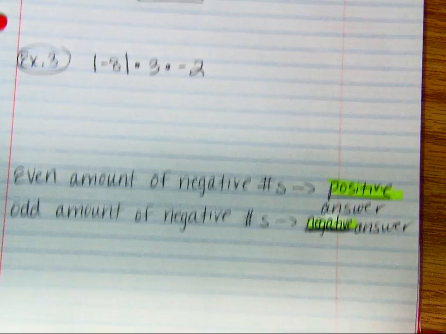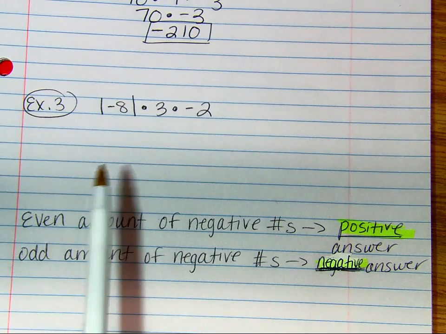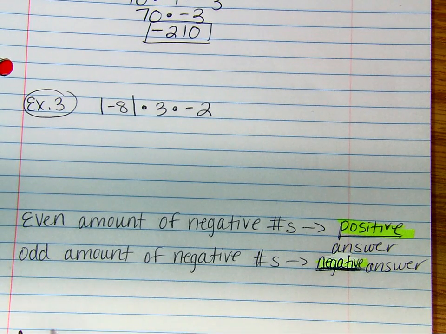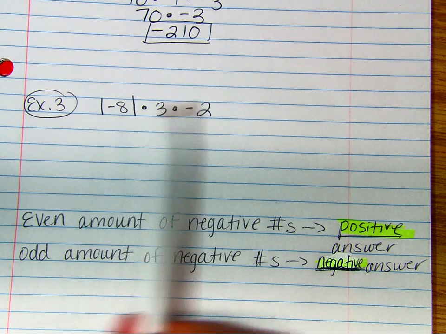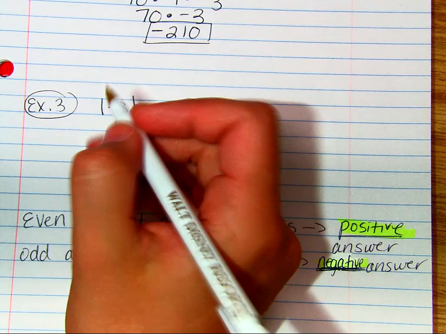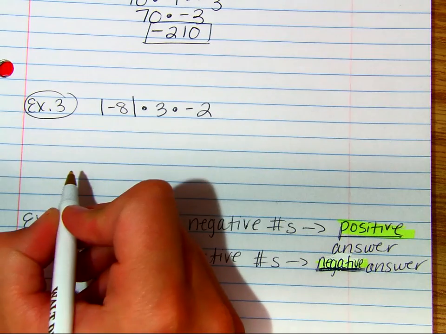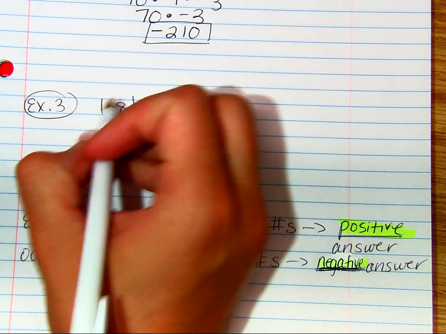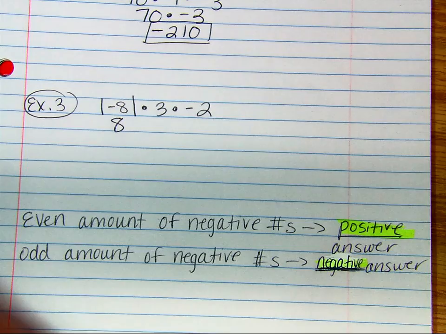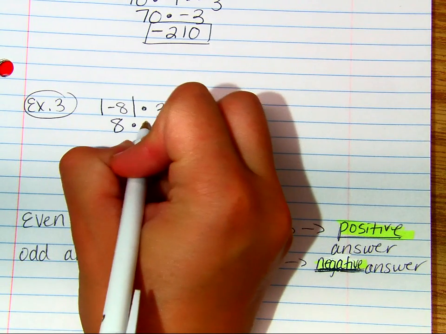Okay, let's go ahead and do example 3. So this one has an absolute value symbol in it. Whenever there's absolute value, we first want to simplify that part, and then we'll do the multiplying. So negative 8, there's the absolute value of negative 8. That means how far is that from 0? That would be a positive 8. So remember, distance can't be negative. So I'll bring everything else down.